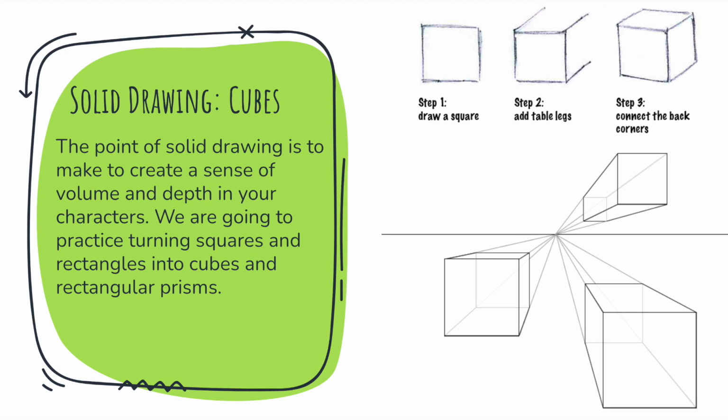Okay, so for today's solid drawing, we're going to be making cubes and rectangular prisms. One of the most accurate ways to draw these would be to use linear perspective like you see below on the right. But today we're going to look at some easier ways to create a sense of dimension.